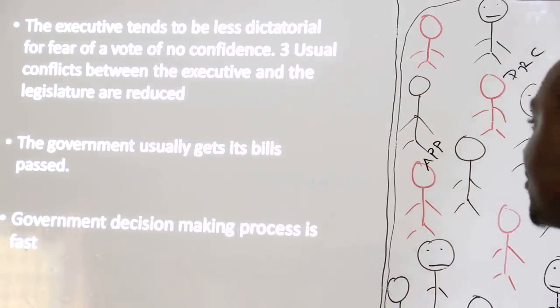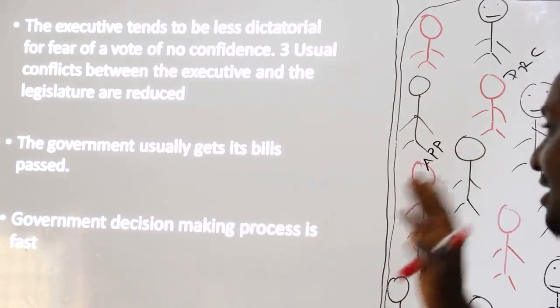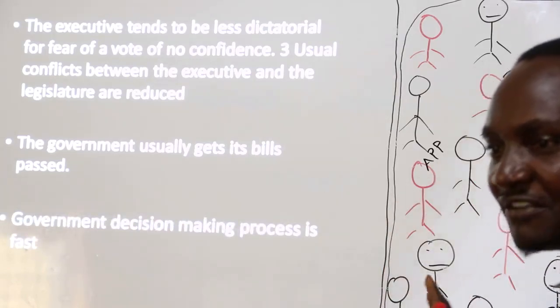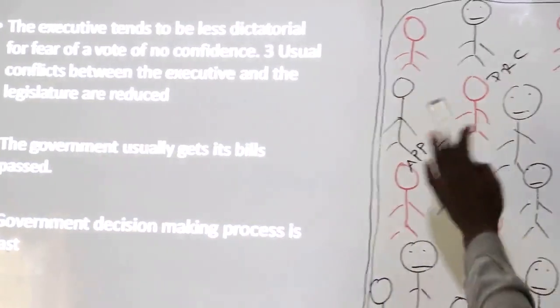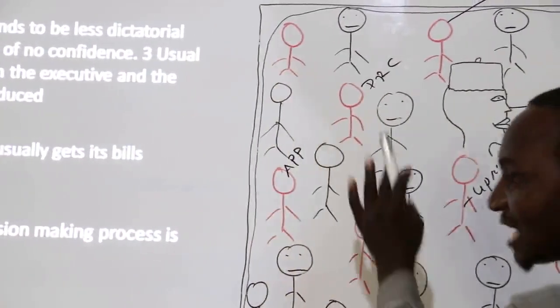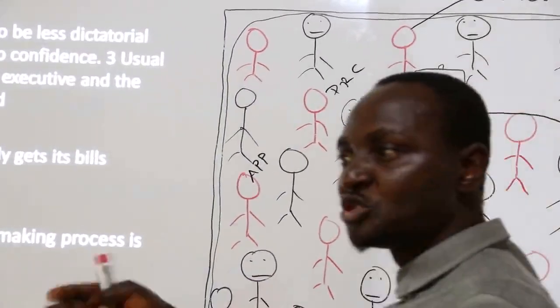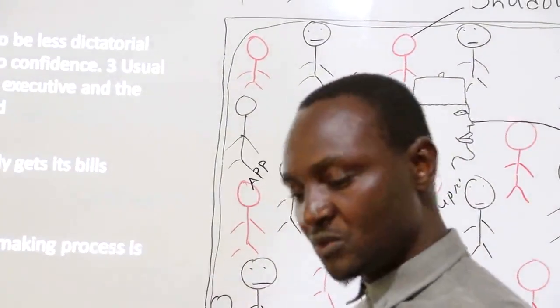Next, the government decision making process is very fast in a parliamentary system of government. Why? Because the executive and the legislators are in one place. So you discover that there is no movement. Just in one place, decision will just be taken.